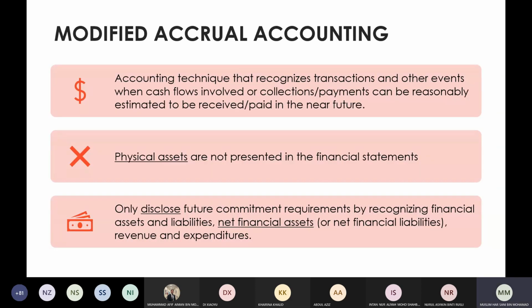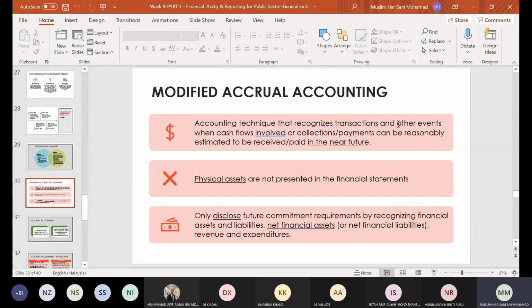Okay, modified accrual. Now we move on to modified accrual. I think because of the time, I stop here. We have another set. I think what we'll do is, any questions?